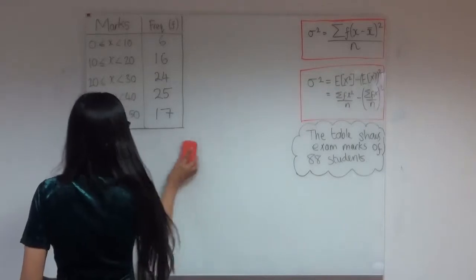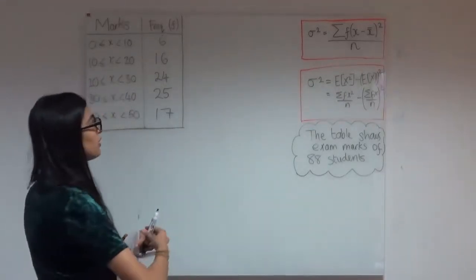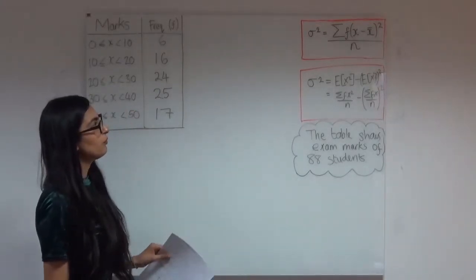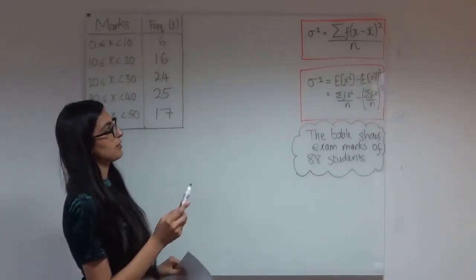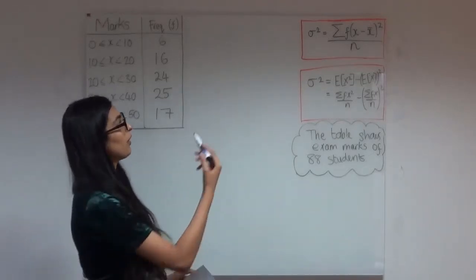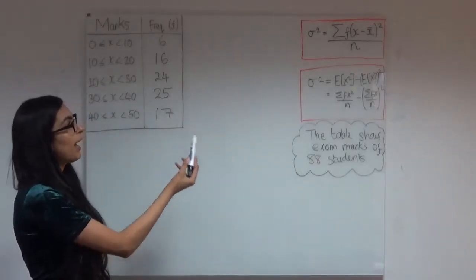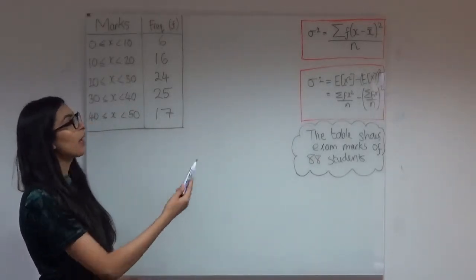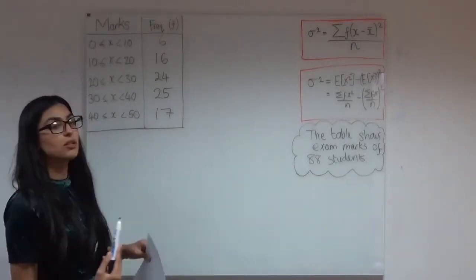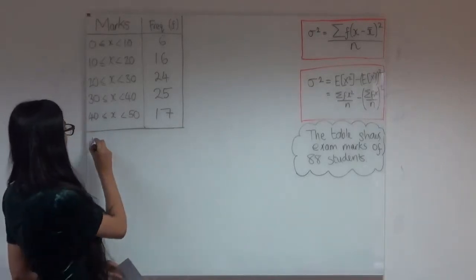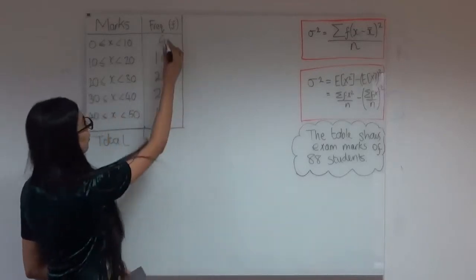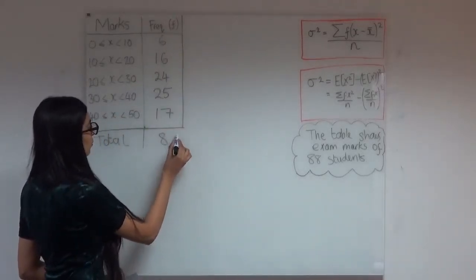The first way to work out variance is by using the formula in the first red box. Variance is equal to the sum of f multiplied by x minus x bar squared, all over n. In this equation, f represents frequency, x represents the mark, x bar represents the mean of the marks, and n represents the total number of students. The total number of students should be 88, as said in the question. It's the sum of all the frequencies, which will be 88.